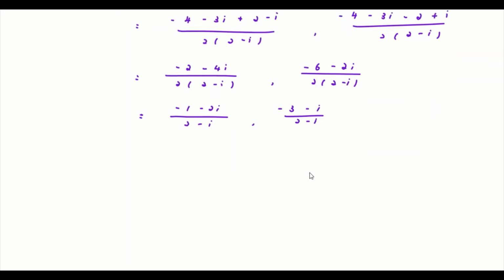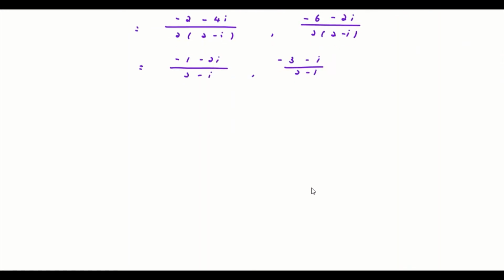Okay, but we cannot leave our answer like this. It's the same thing like you wouldn't leave a surd in your denominator. So we need to rationalize it by multiplying by its conjugate. Okay, so this goes back to lesson 1, like how we do the division. Alright, so the conjugate of 2 minus i will be 2 plus i. So same thing as well for the other one. Okay, so let's try to solve it.